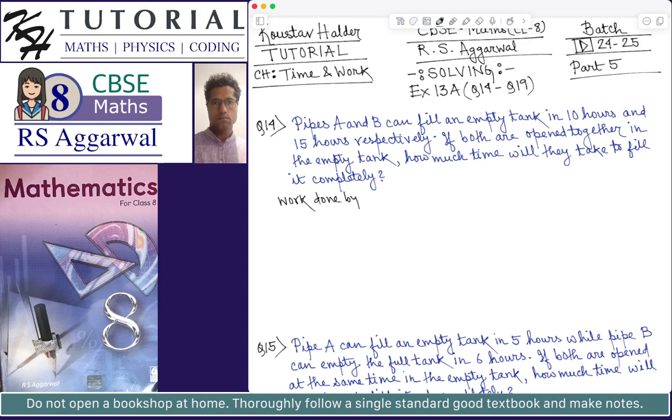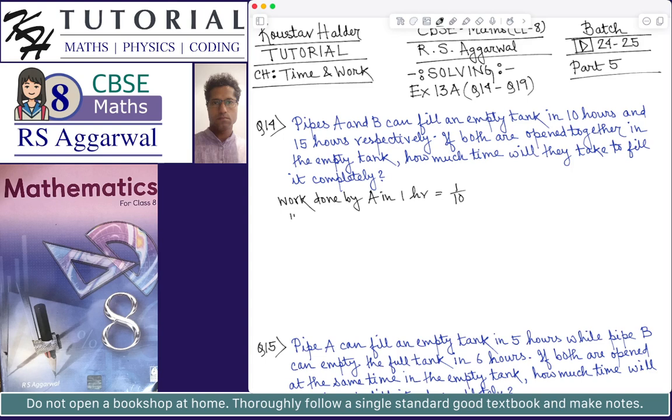by A in 1 hour. Now work done by A in 1 hour also means the part of the tank that is filled when pipe A is working alone. So this will be 1 by 10. This is from the first rule, that is the rule of an inlet, that is a tap that fills a tank. Okay.